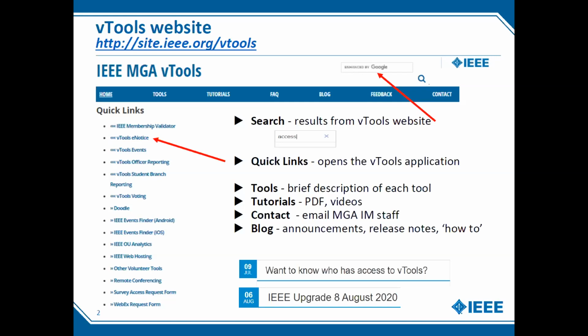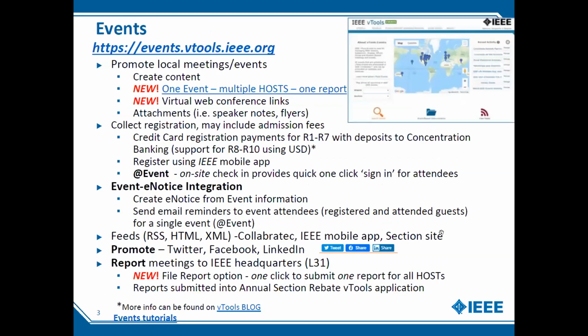Okay, and then there's a search option. So if you look for a specific topic, you type it in, and as it shows here, it's Google that's giving us the results. Okay, so the first application we'll talk about is events.